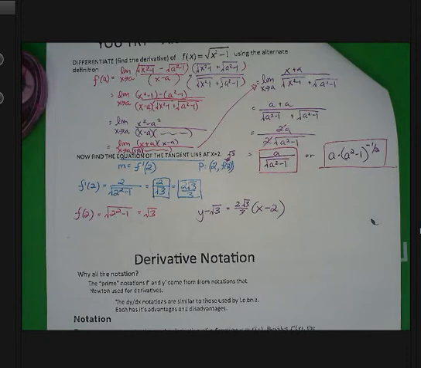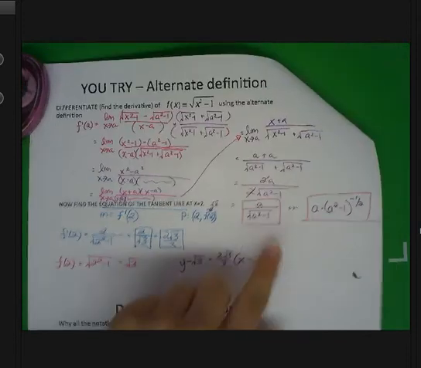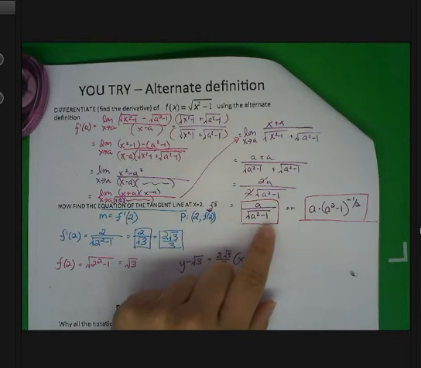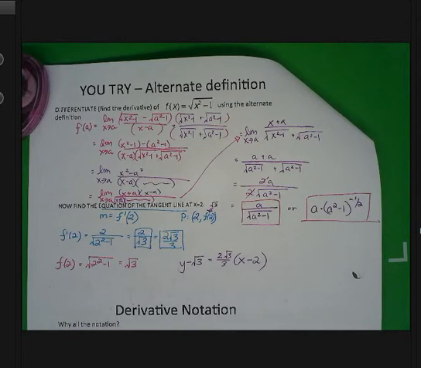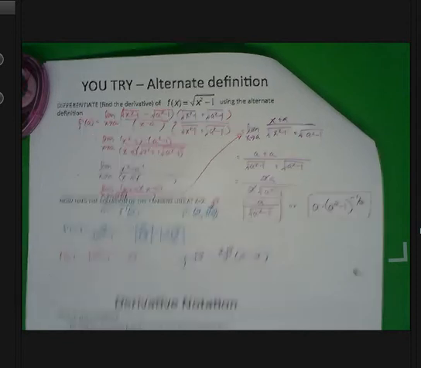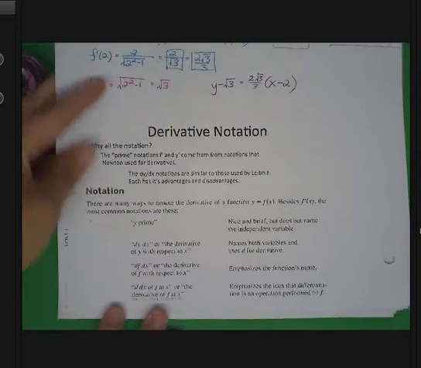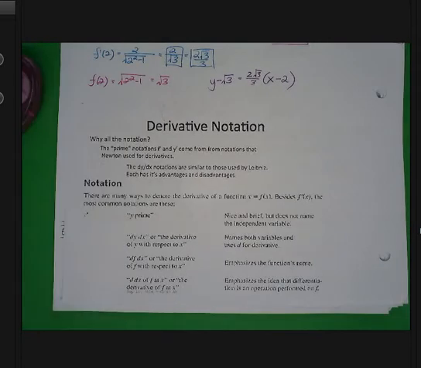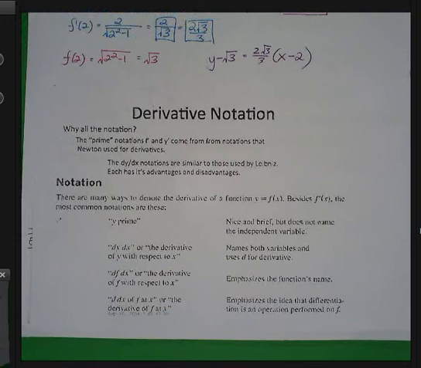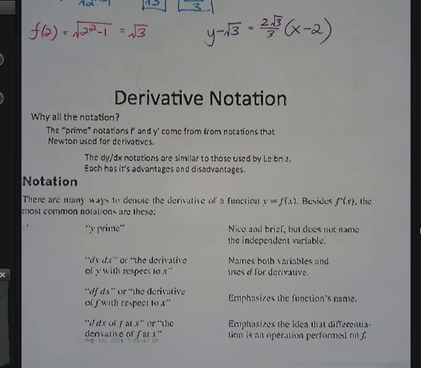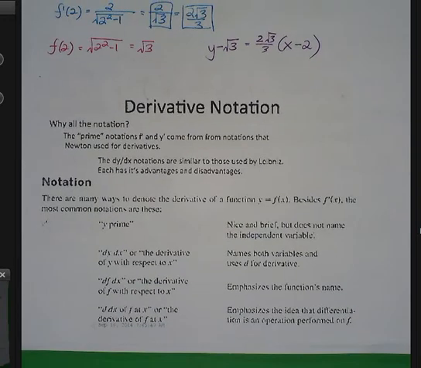Questions? Did anybody have trouble getting to this solution over here? You guys are okay with rationalizing the numerator? Okay, so just be careful with your algebra, and now let's talk about notation because that's really important, okay? Because it's going to be confusing and there are all these different ways to say the same thing, but you have to be familiar with all of them, okay?